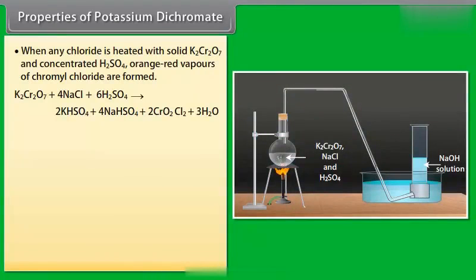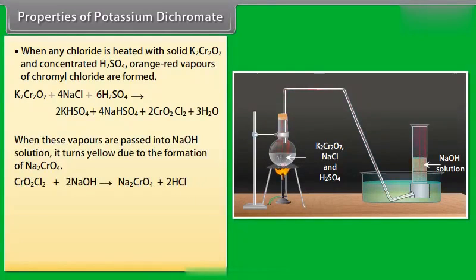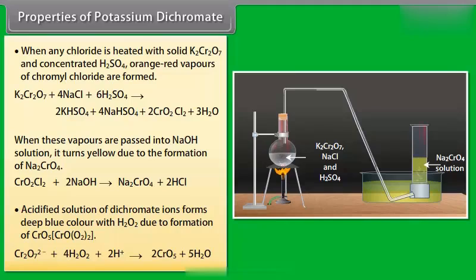When any chloride is heated with solid K2Cr2O7 and concentrated H2SO4, orange-red vapors of chromyl chloride are formed. When these vapors are passed into NaOH solution, it turns yellow due to the formation of Na2CrO4. An acidified solution of dichromate ions forms a deep blue color with H2O2 due to the formation of CrO5, that is CrO(O2)2.